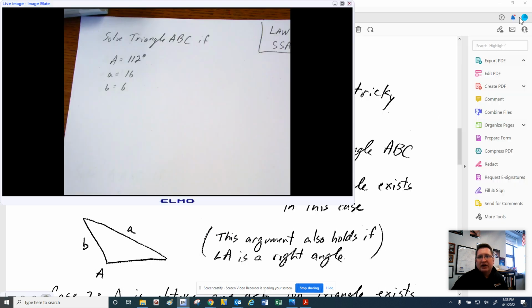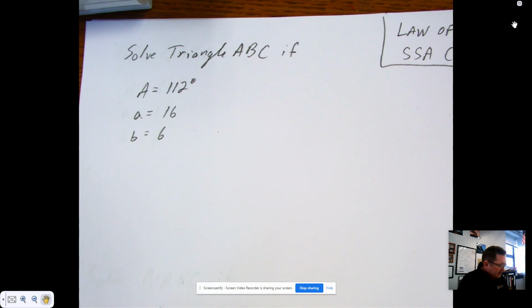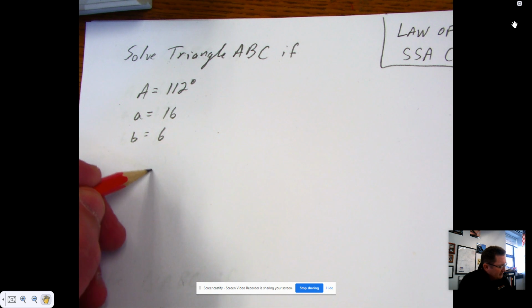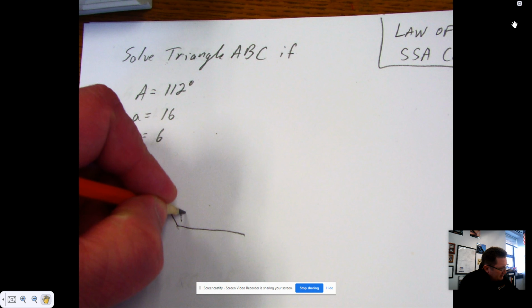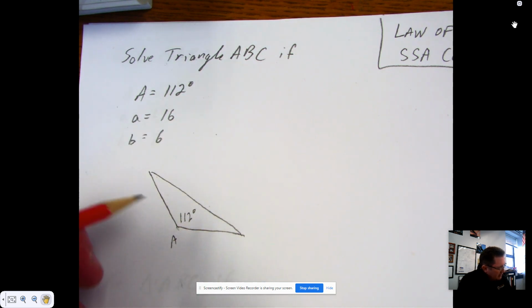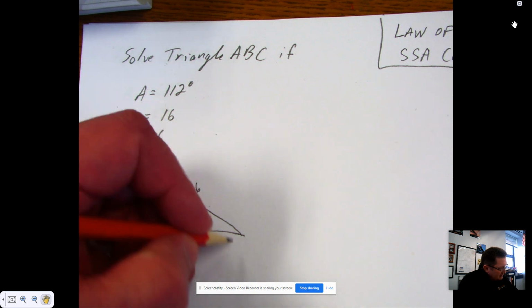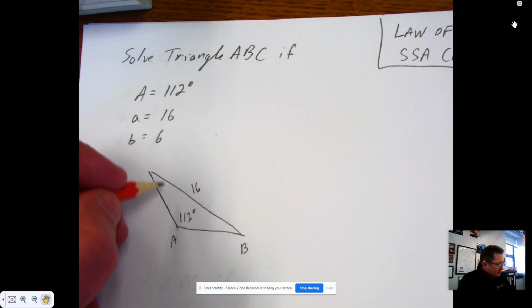I have a problem listed here, and it says solve triangle ABC if A is 112 and a is 16 and b is 6. I recommend drawing a picture. It doesn't have to be perfect. Let's say this is 112 degrees, this is A, and that would make this side 16. I like to make the side along the horizontal b, and that would make this side c.